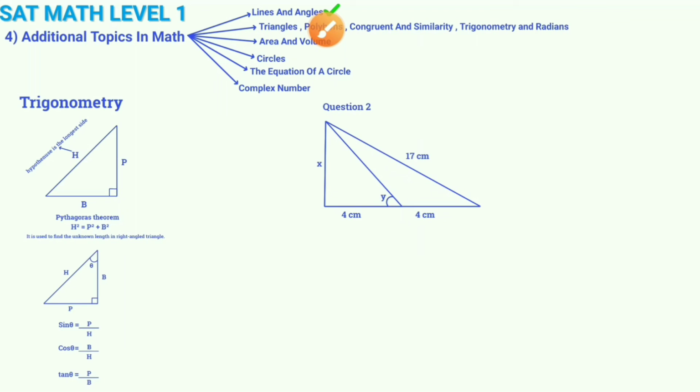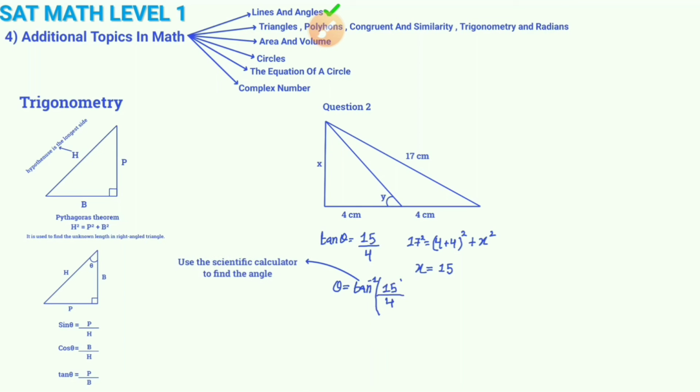So question 2, it's the same thing as before. We are using the Pythagoras theorem to find the value of x. After finding the value of x, we will use tan, then tan inverse, using the scientific calculator to find the angle. And there you go, you found the angle, 75.1.